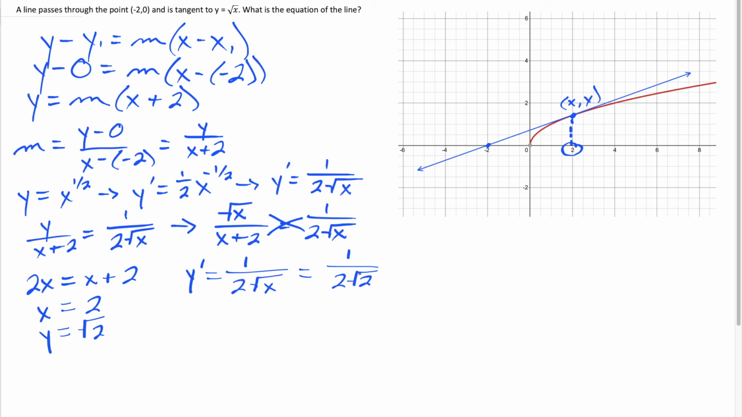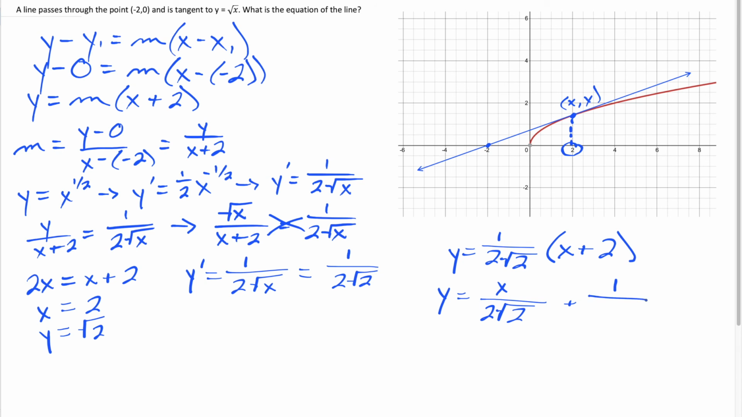Then we can use this slope in for m in our original equation. And if you do this, you get y equals 1 over 2 root 2 times x plus 2. Then simplifying this, you get y equals x over 2 root 2 plus 1 over root 2. And this is our answer.